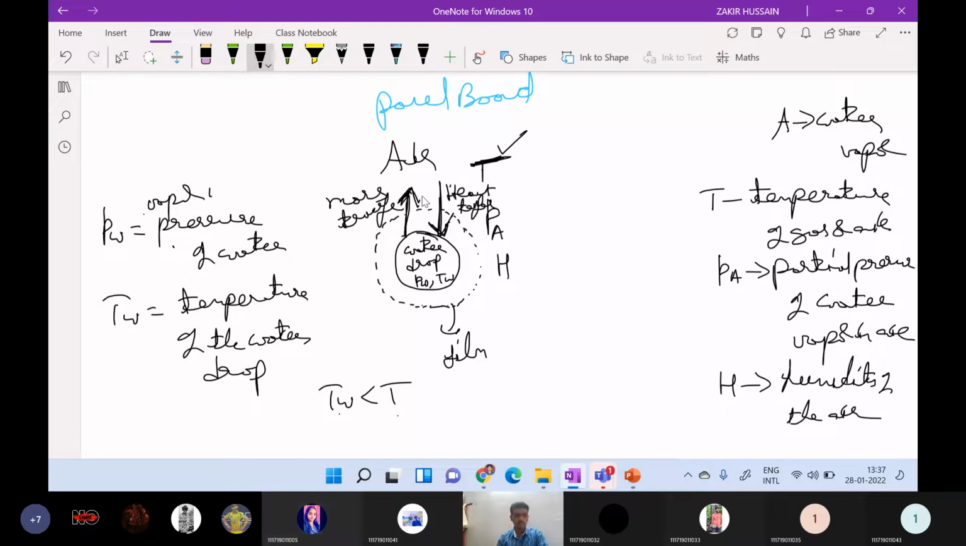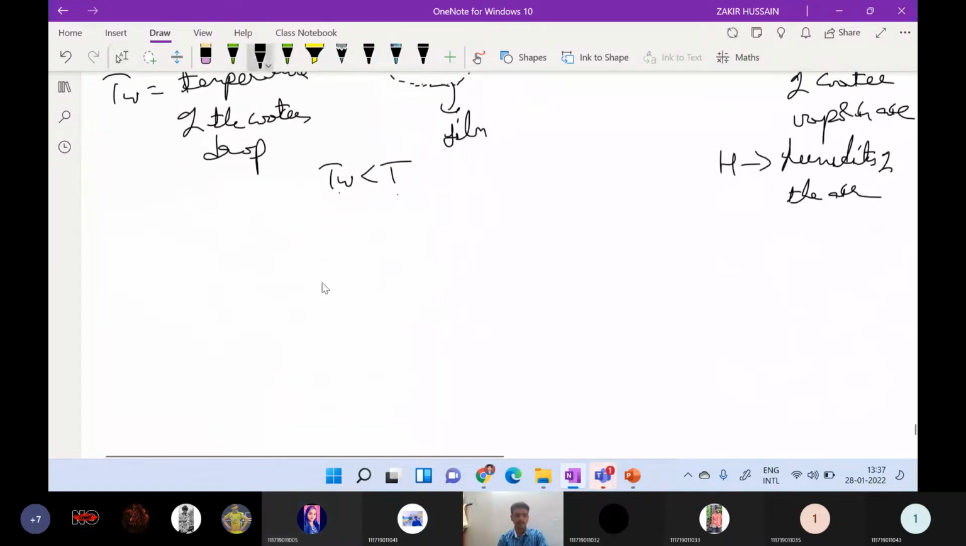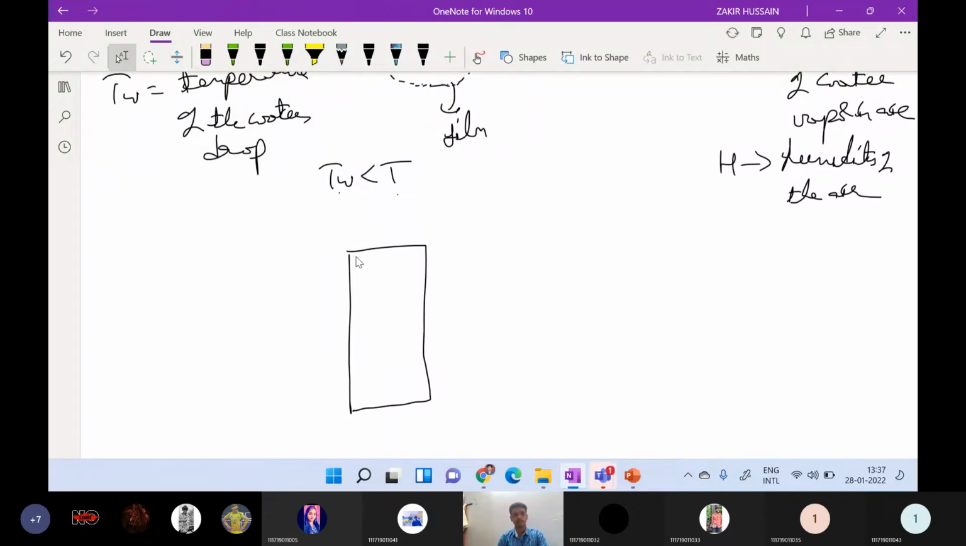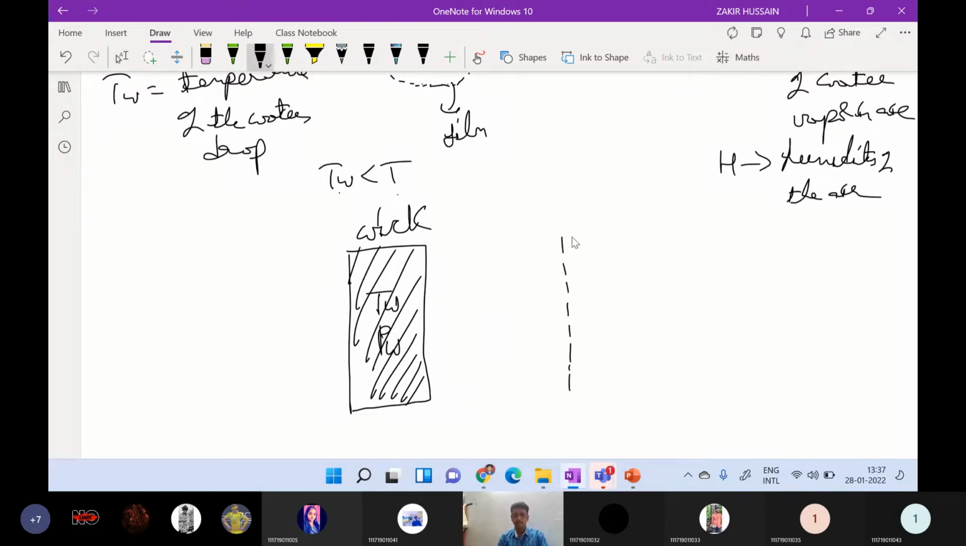Okay, same thing, the same profile. If you see, if this is a wick which is occupied by the water, a wick or wet cloth, we can say, whose temperature is Tw and pressure is Pw. So same thing, if you see this as an air film, if Z is equal to 0, that is at the wick. If Z is equal to some delta, so the thickness of this film is delta, in accordance with film theory.